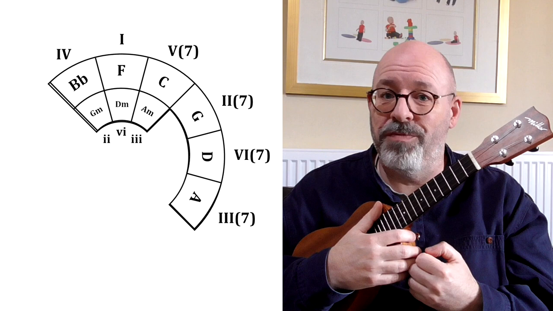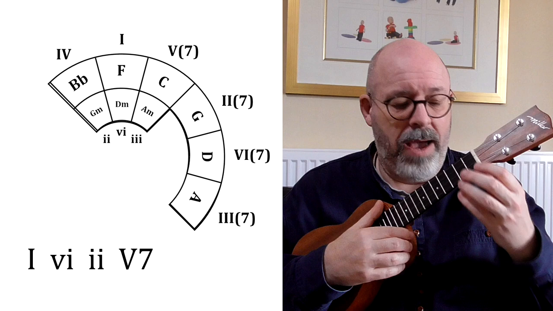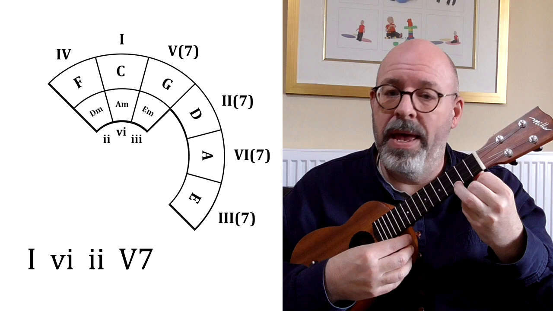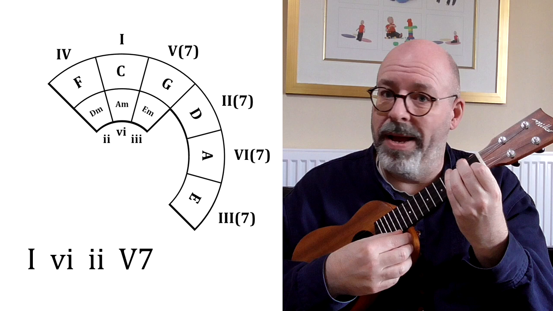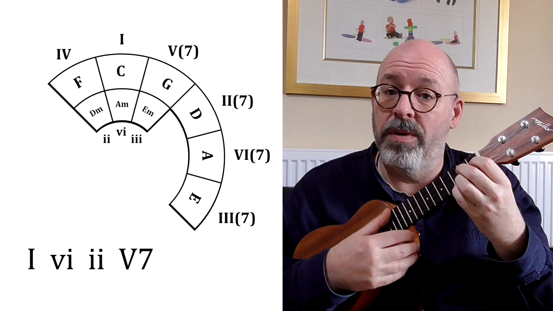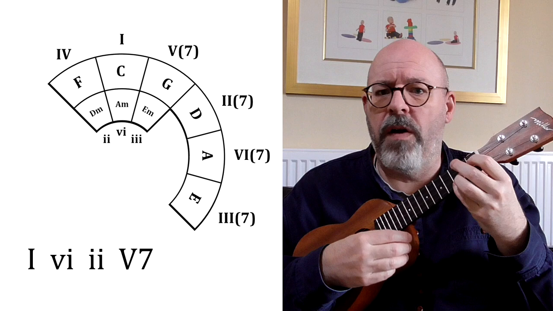A common jazz pattern to play is 1-6-2-5. Now, we'll do it in C, then we'll do it in another key. In C, that would be C. Our six chord this time is going to be our lowercase one, A minor, that's our six chord. Our two chord is also going to be minor, D minor. And our five chord is going to be played as a seventh, G7. So C, A minor, D minor, G7, or 1-6-2-5. Very, very common in jazz.